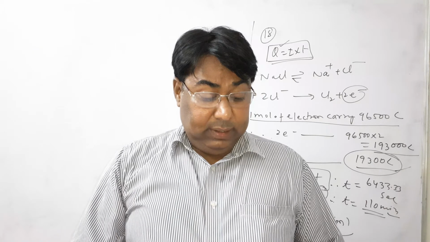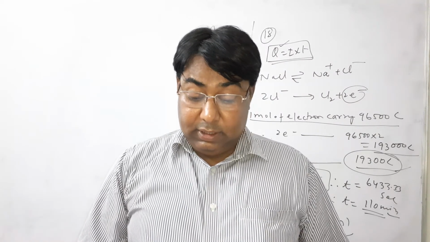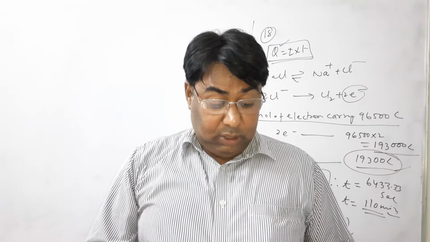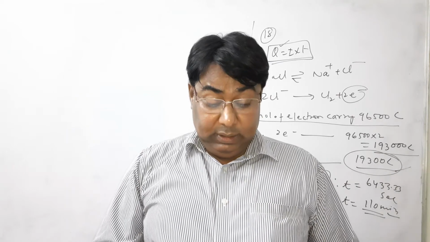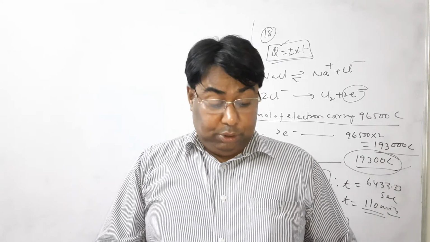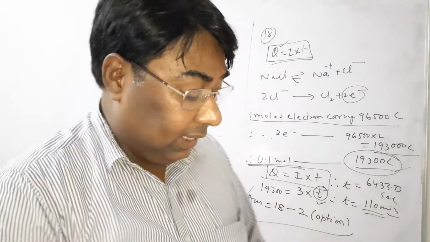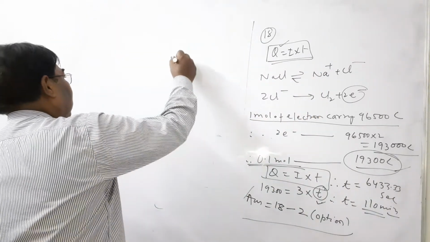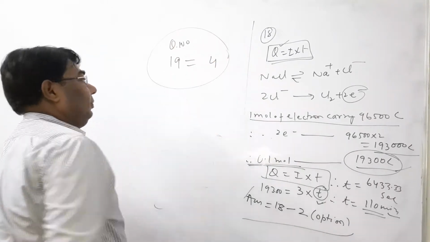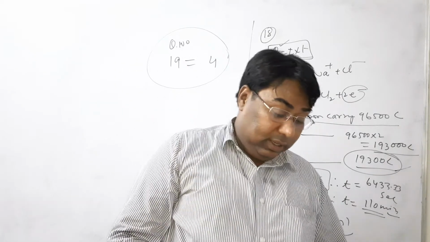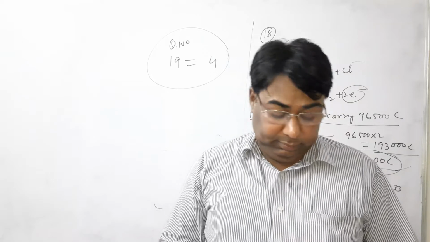Now question number 19. Zinc can be coated on iron to produce galvanized iron, but the reverse is not possible. This is because zinc has a higher negative electrode potential than iron, so iron cannot reduce zinc. So the answer for 19 is fourth. The reason is the standard reduction potential of zinc is more negative than that of iron.